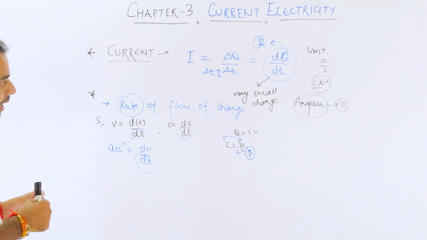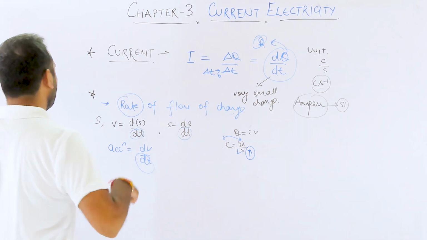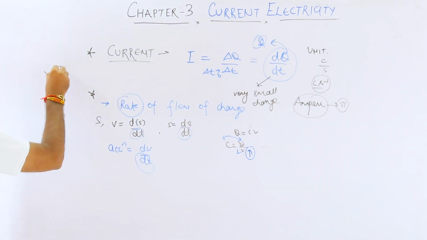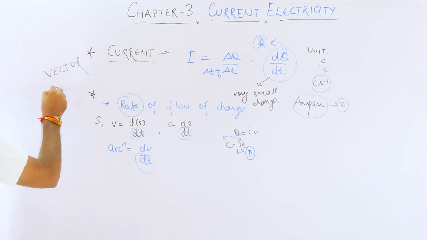Now we are only left with one thing about current: is it a vector quantity or a scalar quantity? This is my favorite topic. Vector or scalar?